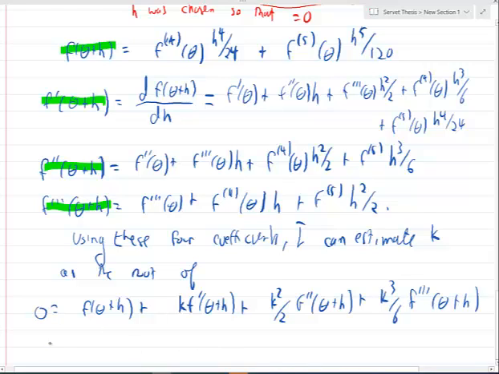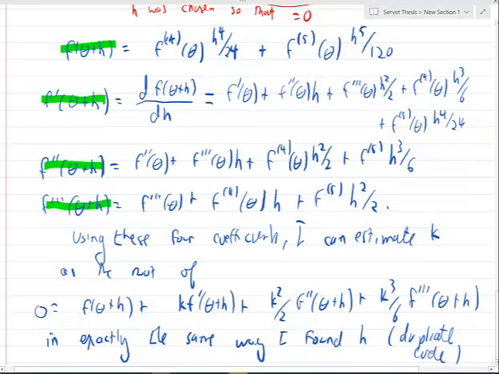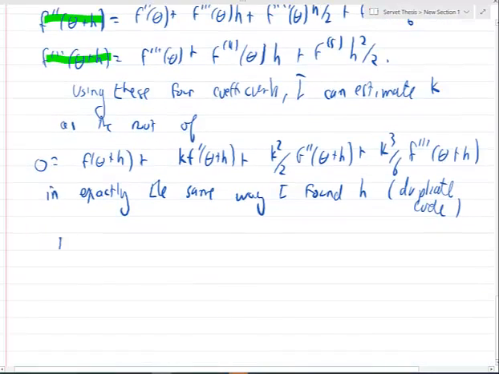I found h. You can just duplicate the code. It's the same code. So that means my improved approximation to the root of f is theta plus h plus k.